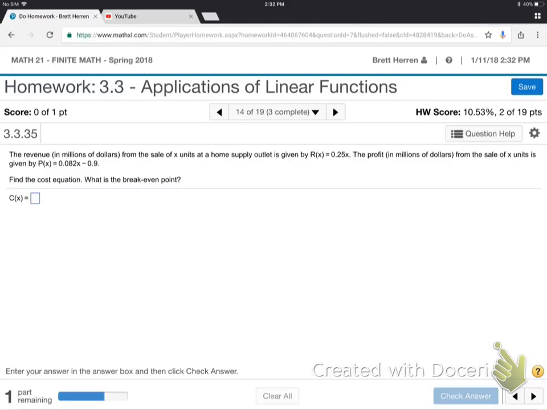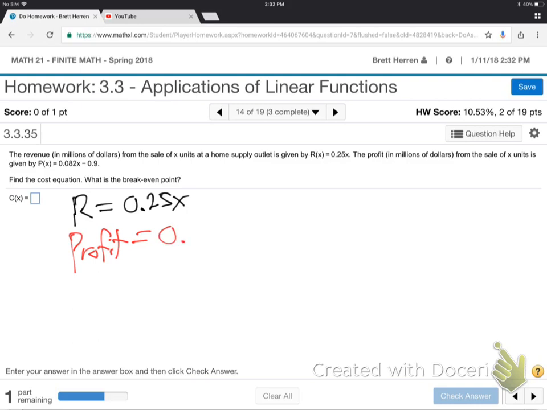In this one, they're giving me revenue, which is 0.25x. And kind of strangely, they're giving me profit. It's not normally they give me revenue and cost, right? This time they're giving me revenue and profit, and they want me to find cost.